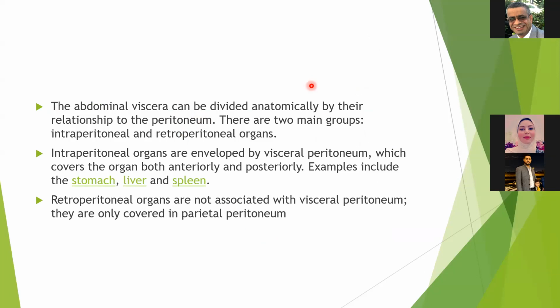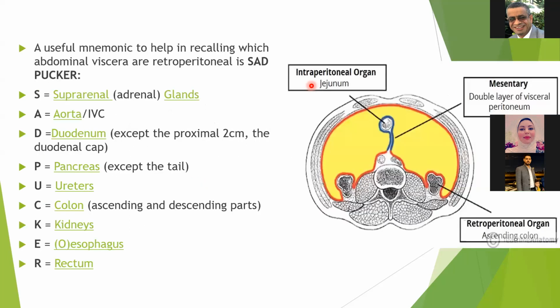The retroperitoneal organs are not associated with the visceral peritoneum. They are only covered by parietal peritoneum. A useful mnemonic to help in recalling which abdominal viscera are retroperitoneal is SADPUCKER. S for suprarenal, A for aorta and IVC, D for duodenum, P for pancreas, U for ureters, C for the colon, K for kidneys, E for esophagus, and R for rectum.